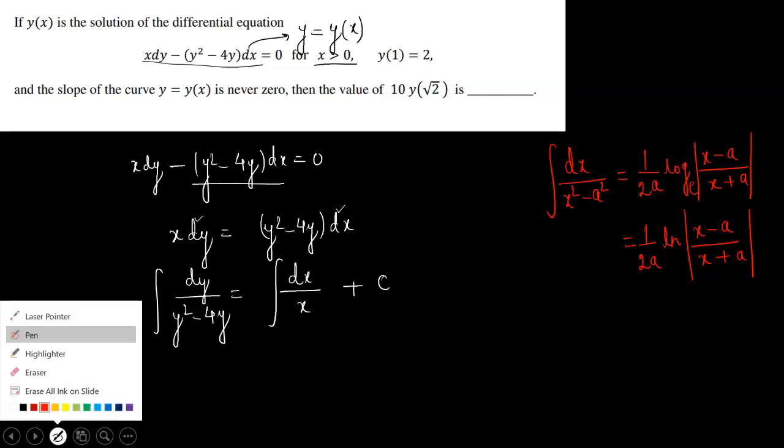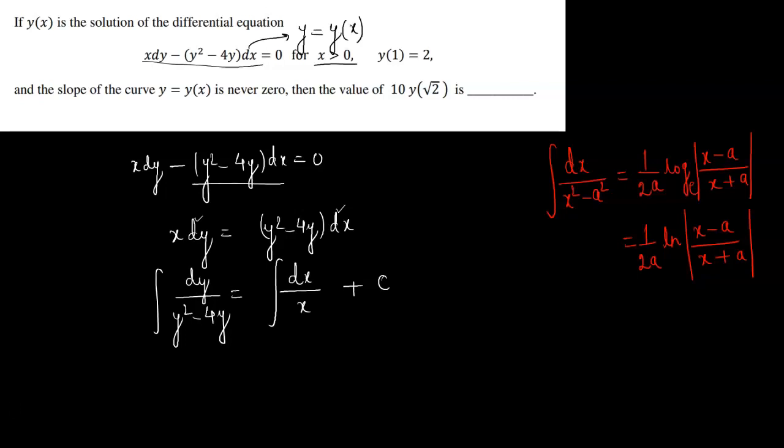So again, coming to the original equation, first of all we will be forming this y square minus 4y just like that, dy upon (y minus 2) whole square minus 2 whole square. Okay, and this will be natural log of x. It is simply a formula, plus the integration constant.